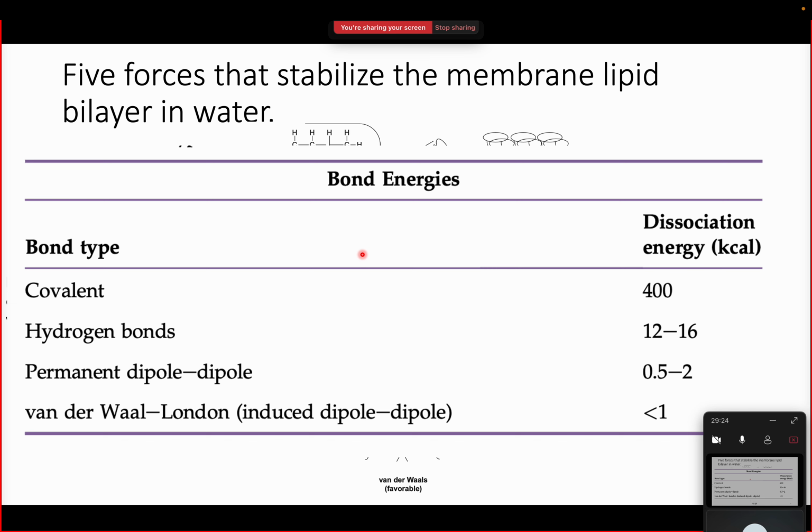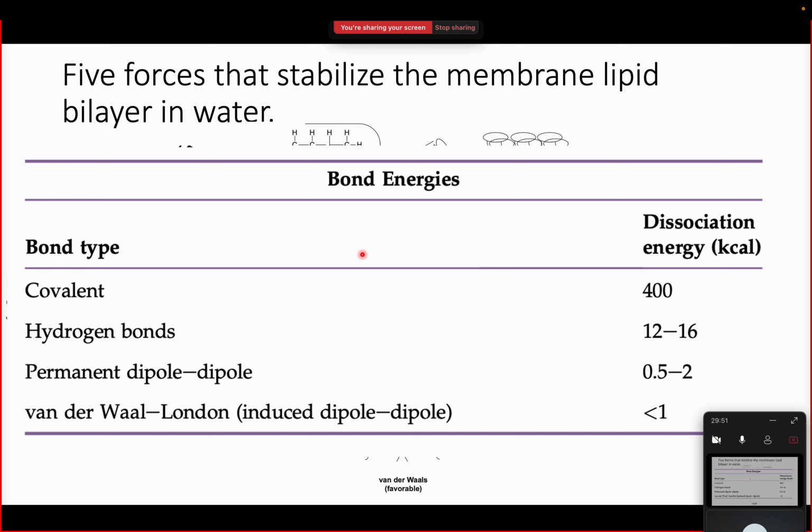As I have discussed in the last slide, there are no covalent interactions present. If covalent interactions were present for the stabilization of a membrane, it would be a rigid structure and wouldn't be as flexible as is required for its functionality. This can be easily understood if we look at the energies associated with the bonds.